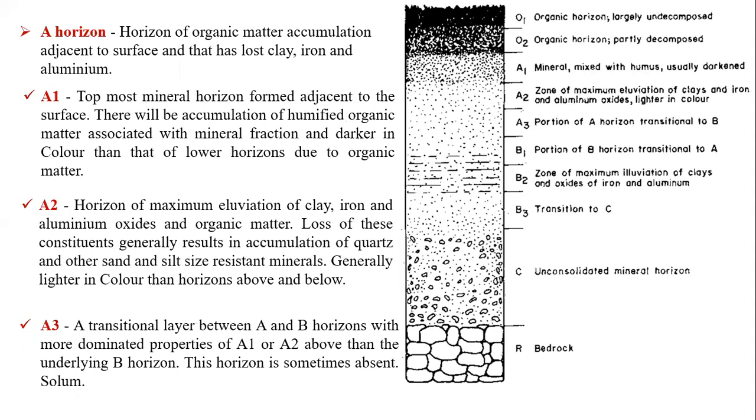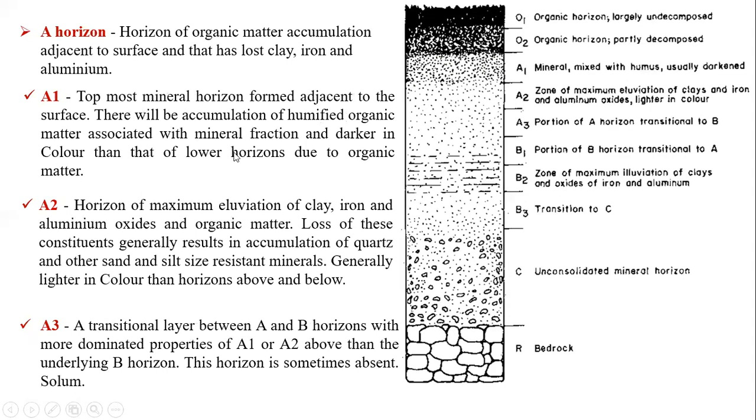So the O horizon is a horizon of organic accumulation adjacent to the surface, and it has lost clay, iron, nitrogen and aluminum. So this layer is very adjacent to the organic layer, just below the organic layer. So overall, students, as I said in my previous introduction, in this layer everything, all the iron and clay and all the aluminum, will be leached out from here.